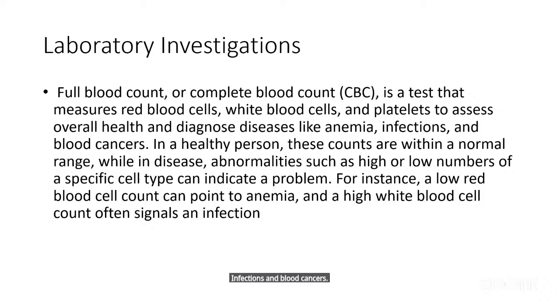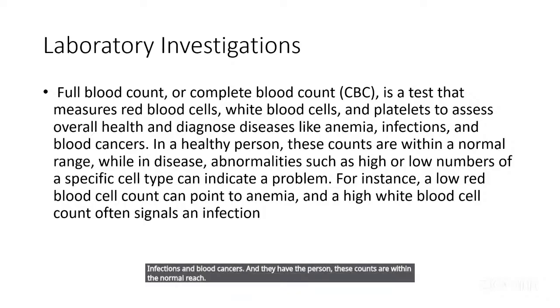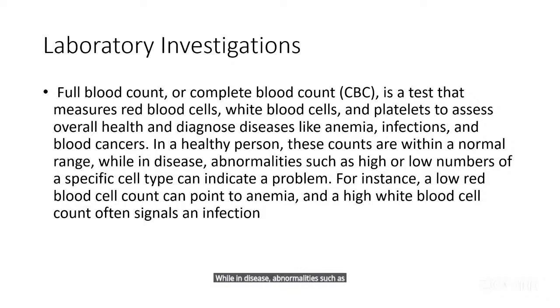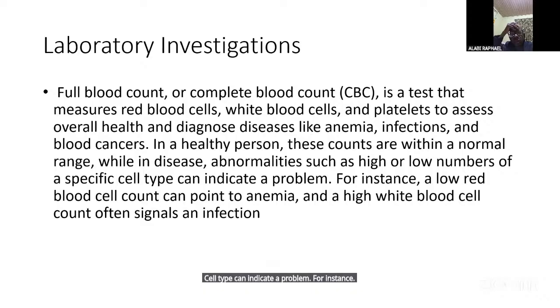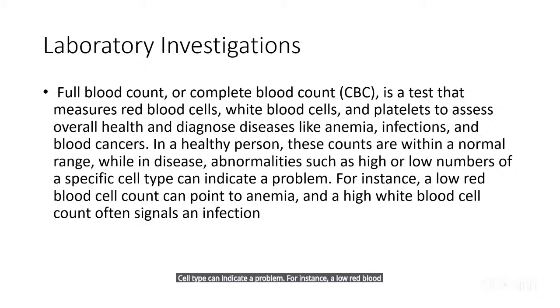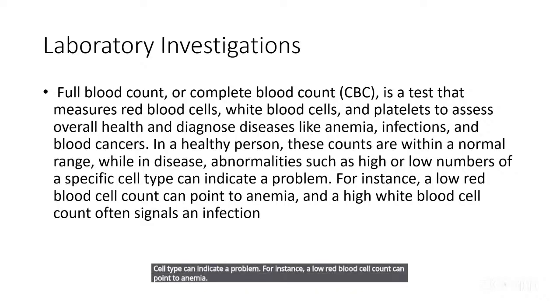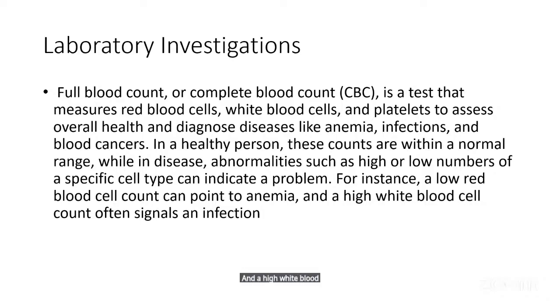In a healthy person, these counts are within a normal range, while in disease, abnormalities such as a high or low number of a specific cell type can indicate a problem. For instance, a low red blood cell count can point to anemia, and a high white blood cell count often signals an infection, which we all know.